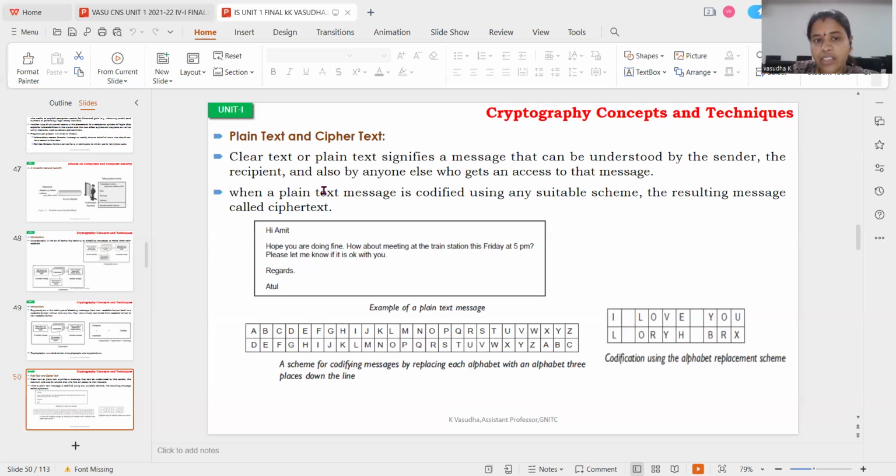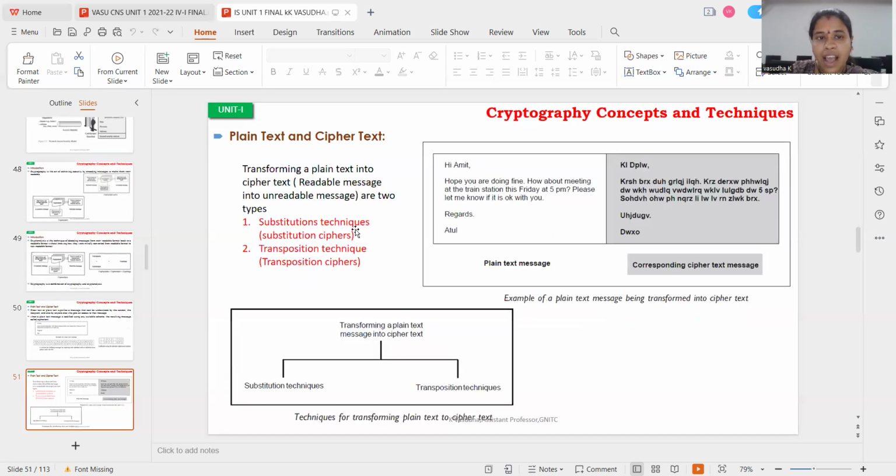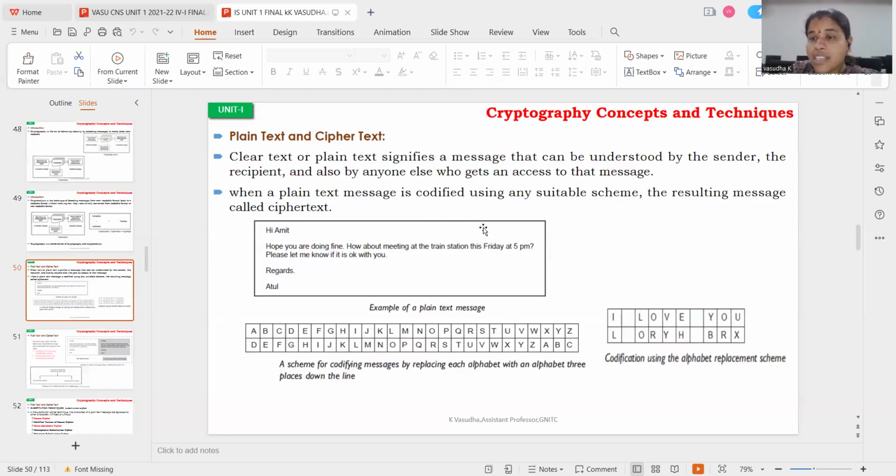And here you can see an example of plain text: hope you are doing fine, how about meeting at the train station this Friday at 5 p.m. This is an example where we can read the message easily. This is called the plain text message. And when we try to convert it, what is ciphertext? Ciphertext is the unreadable format of the data.